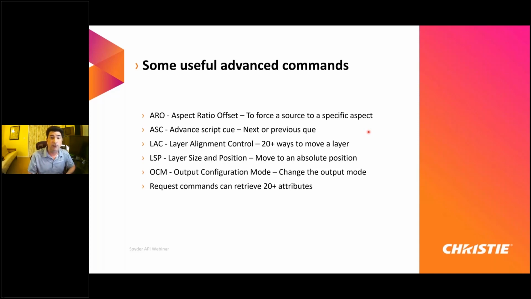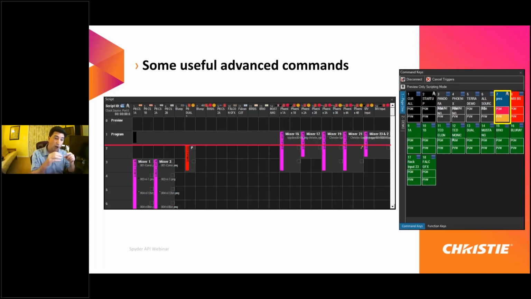ASC is advanced script queue. So within Spyder command keys, right? The reason that they're not just called presets is that command keys actually have the ability to create an entire script. So I can go from Q1 and my video windows are in this position to Q2, my video windows are now in a different position, and you can write an entire sort of timeline directly within any of your command keys. So ASC will allow you to advance that script or go to the previous queue.